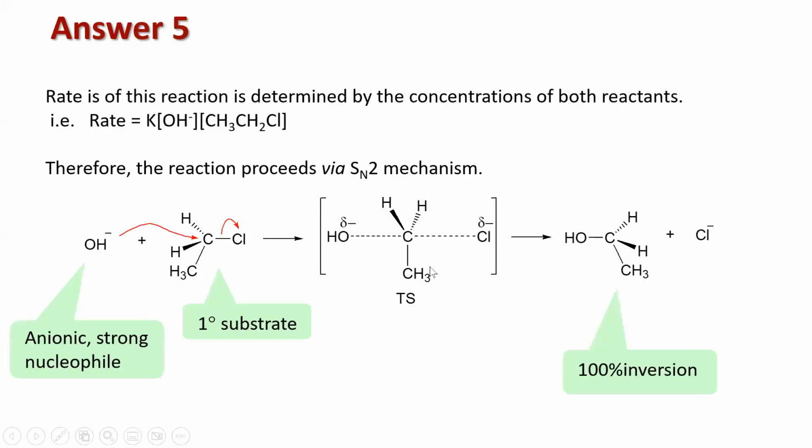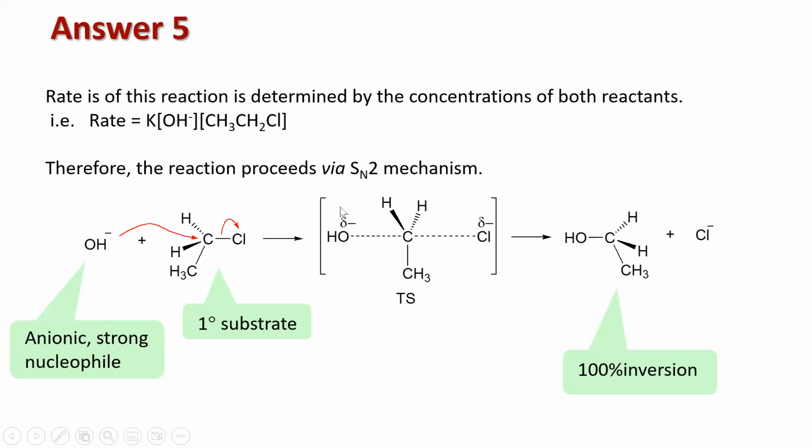So see my answer. When you are writing answers, you have to include all these in your answer. The rate of this reaction is determined by the concentrations of both reactants. It's already mentioned that OH minus concentration matters, so the rate is equal to the constant times both concentrations. You have to multiply both concentrations. Therefore, the reaction proceeds via the SN2 mechanism, bimolecular. According to this rate equation, it's bimolecular.